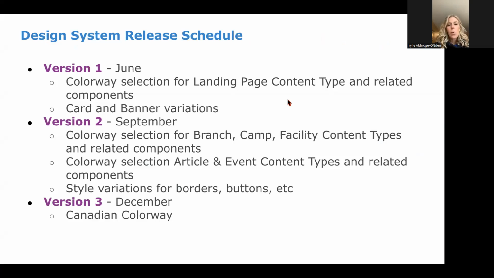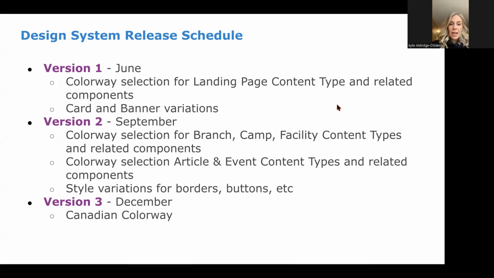Awesome. So what we have had to do from the design system, and this is the piece that we showcased for you guys last week that does all of the little bits of design structure. For June, we are going to be delivering the colorway, which is what we're calling the design system structure for the landing page content type and all of its related components. I believe we have about 17, as well as the card and banner variations, which are the different styles that we showed you as well.